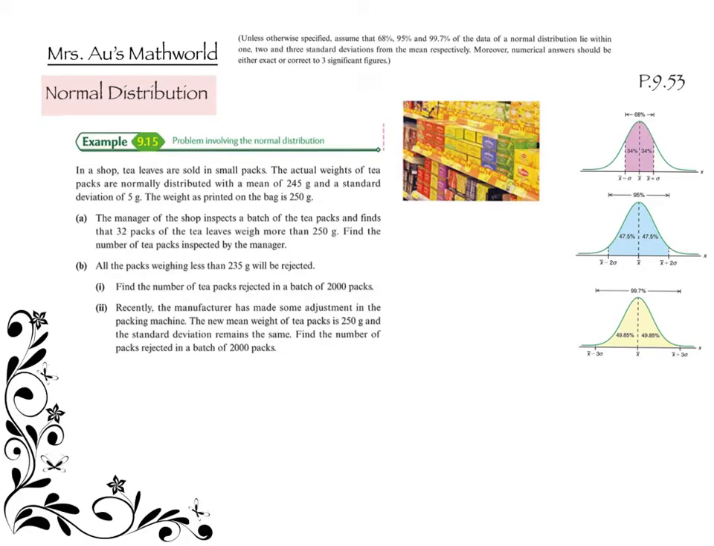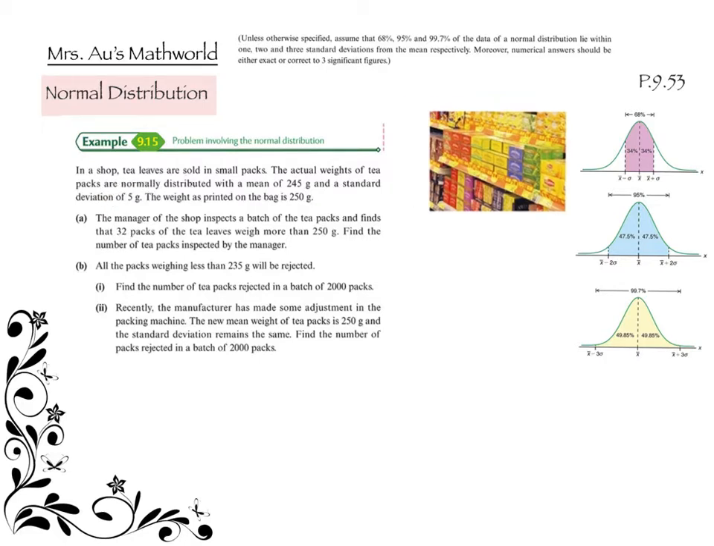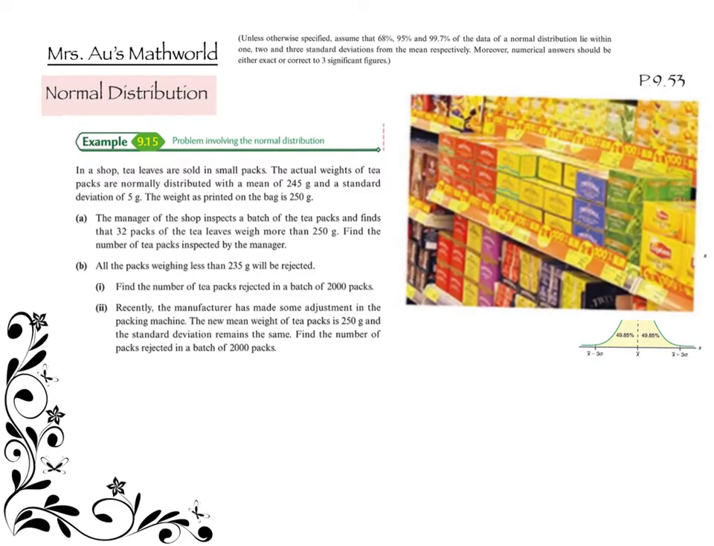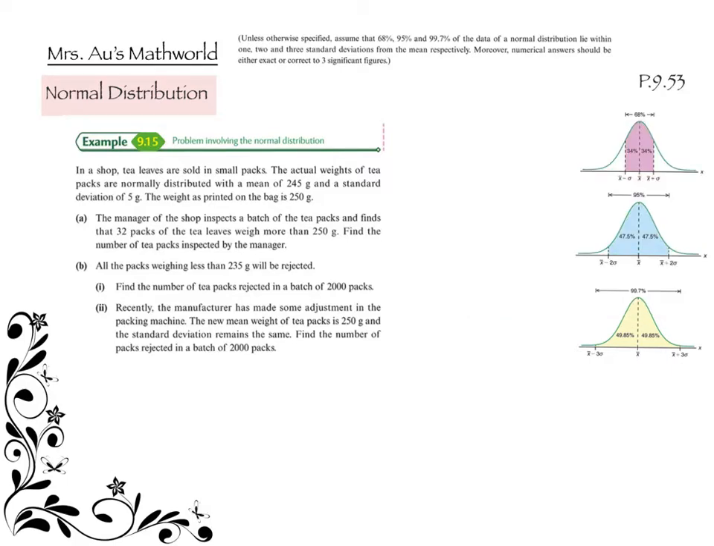In this video, we are going to have a look at a long question on normal distribution. In this question, we talk about the weights of tea leaf packets. As you know, whenever you buy some tea leaves, there is usually some range. Some of the tea packs may be larger, sometimes smaller. So the weights will sometimes be a little bit different, right?